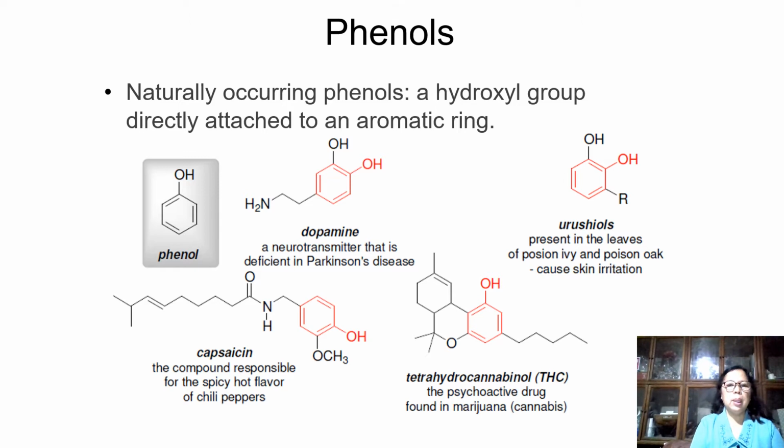And then you have here the capsaicin. The capsaicin makes your chili pepper spicy, or other spicy ingredients that are hot in nature, is the capsaicin. So this is your alkyl group, the black one. And of course, the red one is your phenol.